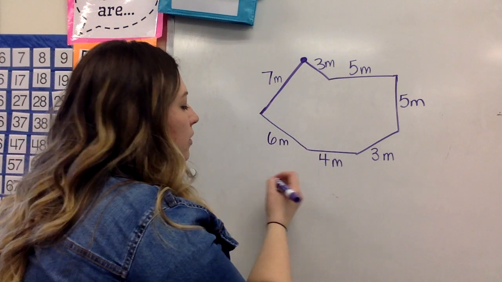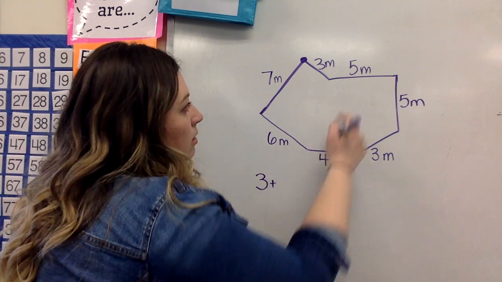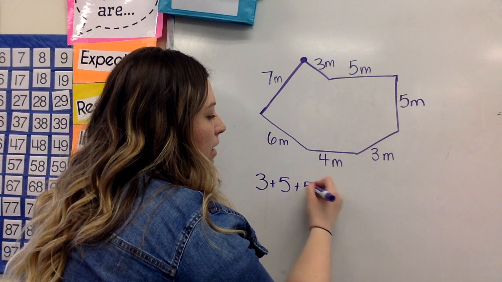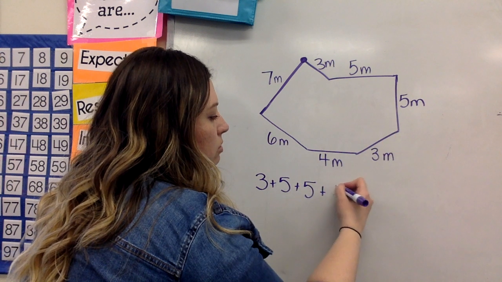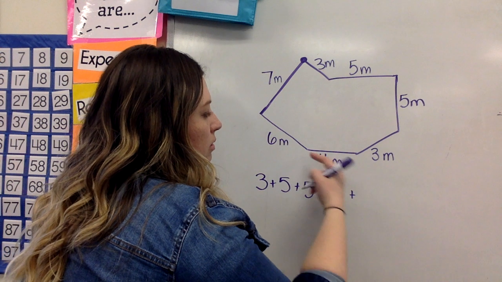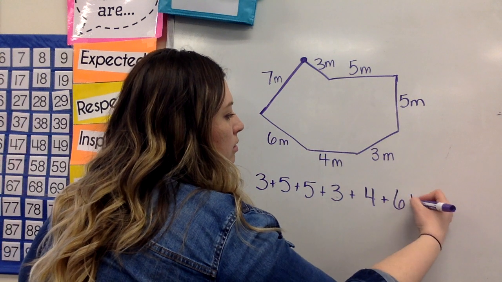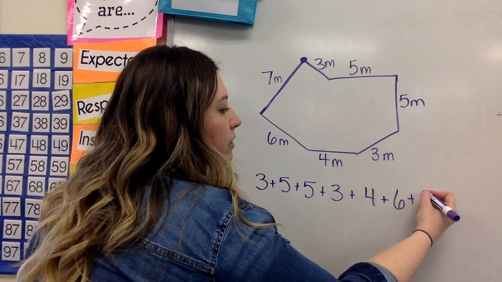First side that I write down, 3, 5, 5. The next one is 3, 4, 6, and then finally my last side is 7.